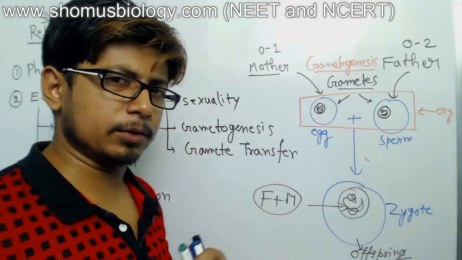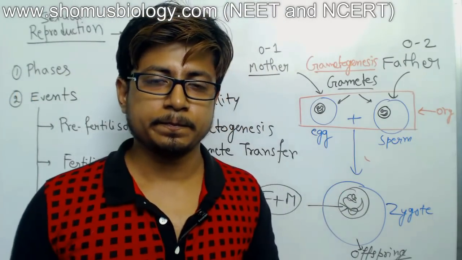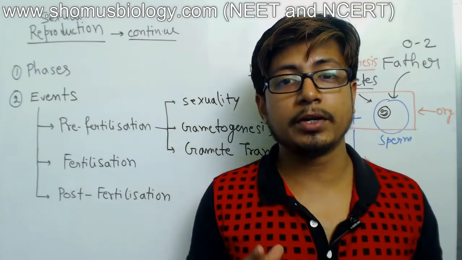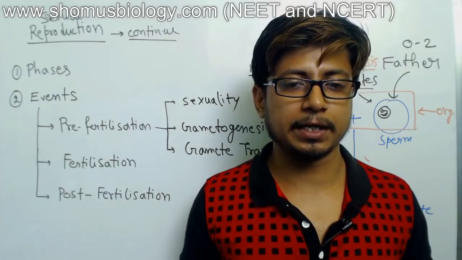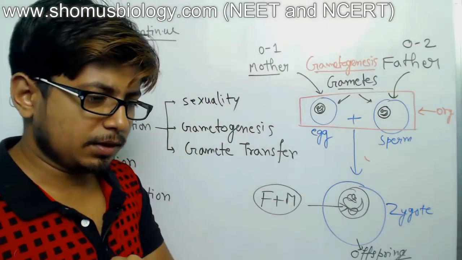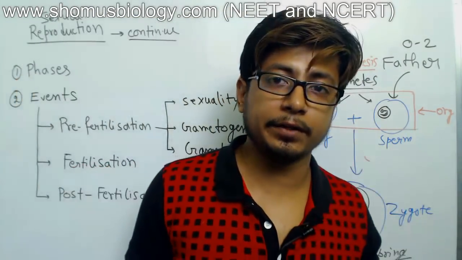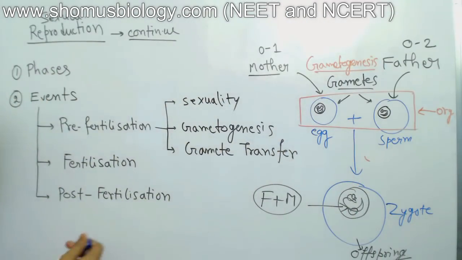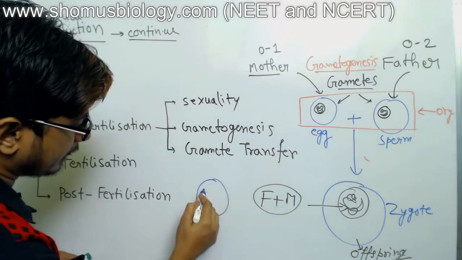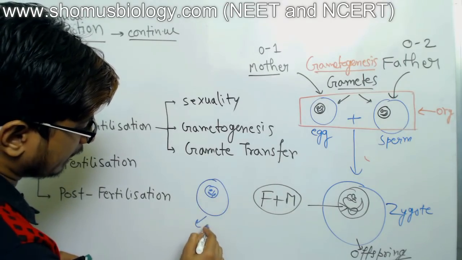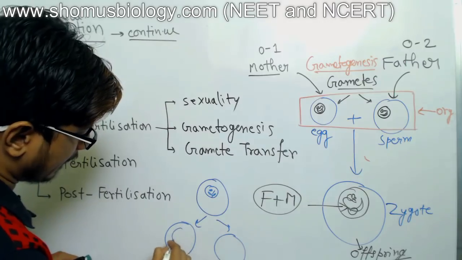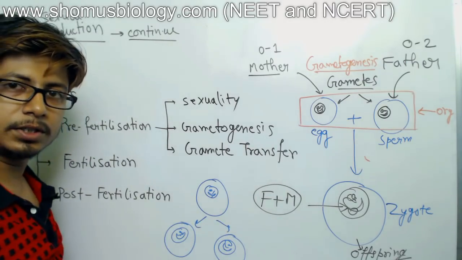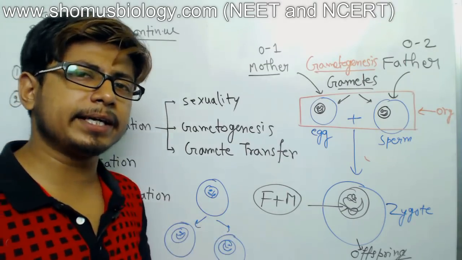Now, what is unique about this gametogenesis? We know about the normal cell division process, right? If you don't know, I recommend you watch the cell division video on my channel. Now, cell division is of two different types: mitotic cell division and meiotic cell division. Mitosis simply means one parent cell is there and it will produce two identical cells. This is mitosis, right? What do we mean by identical cell?